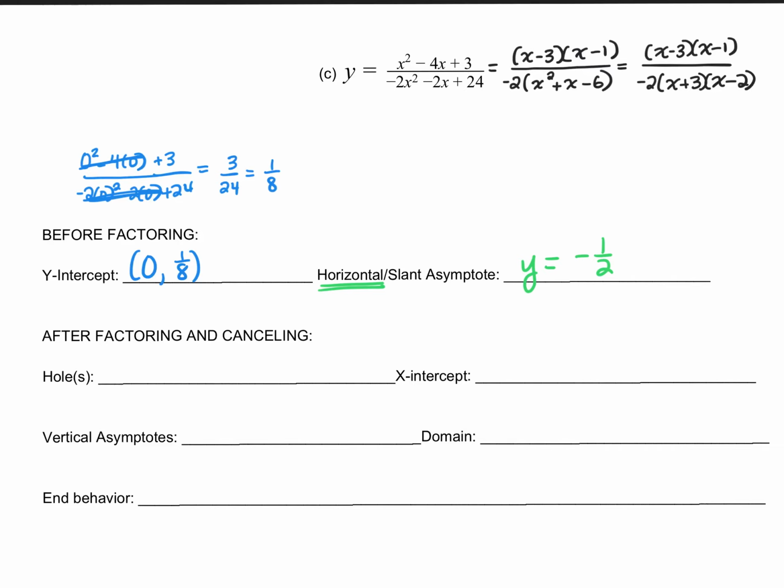I can start to look for some things in the rest of the process here. So next up, we're going to look for a hole in the function, and that comes from any factor that can be reduced as a giant 1. I don't have anything here, so I don't have any holes in the function.